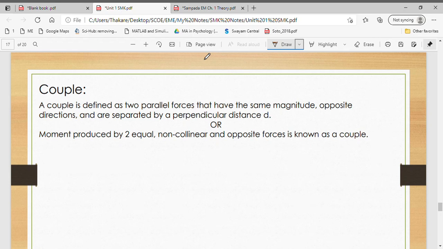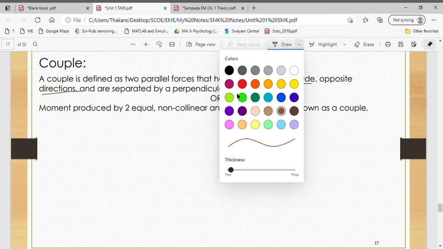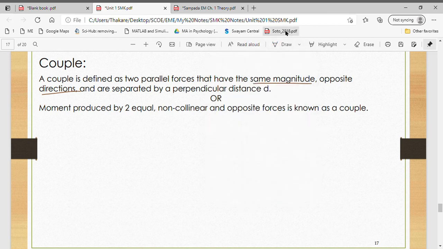Hello all, in this video we will be discussing couple and equivalent force couple system. This is the last point of your unit 1. A couple is defined as two parallel forces that have the same magnitude, are in opposite directions and are separated by a perpendicular distance d. Okay, so now let us consider this system.